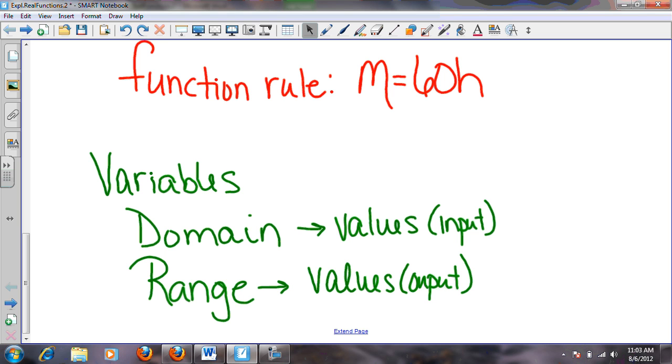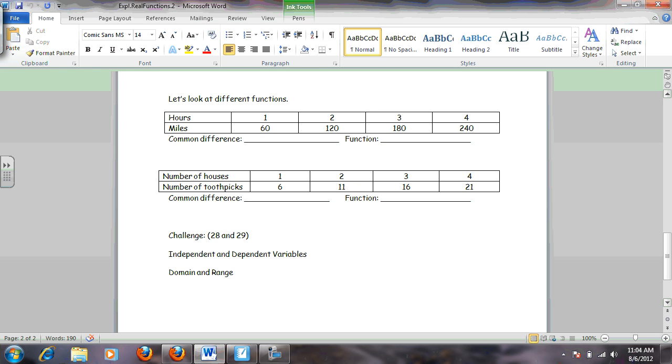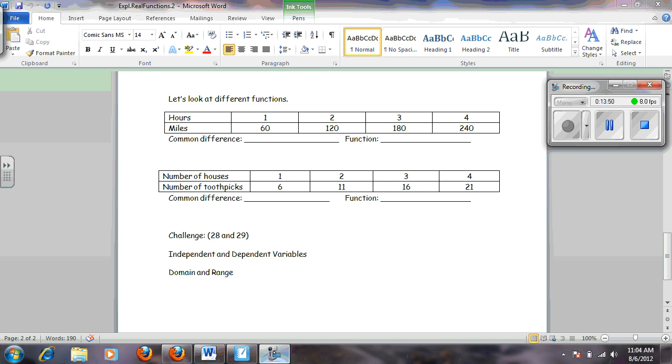Please make sure you complete all the practice problems. Any problems that were not done together, which I believe you still need to complete, the function and function rule for number of houses and number of toothpicks, and then you will be done with today's assignment. You're now ready to go for class tomorrow.